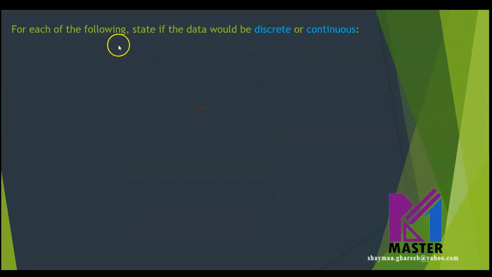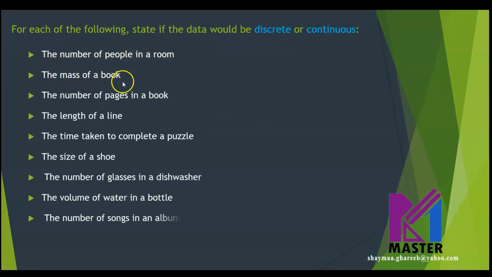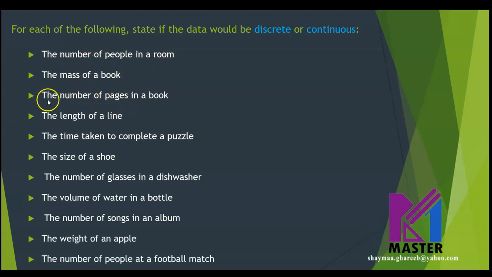Now let's have some questions. For each of the following, state if the data would be discrete or continuous. The number of people in a room, the mass of a book, the number of pages in a book, the length of a line, and so on. Let's start with the first example. The number of people in a room. So could it be a decimal number of people? No, which means it is discrete data.